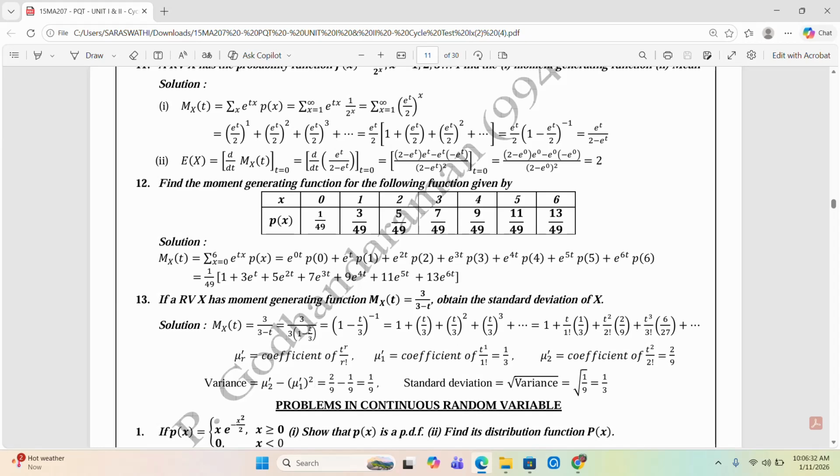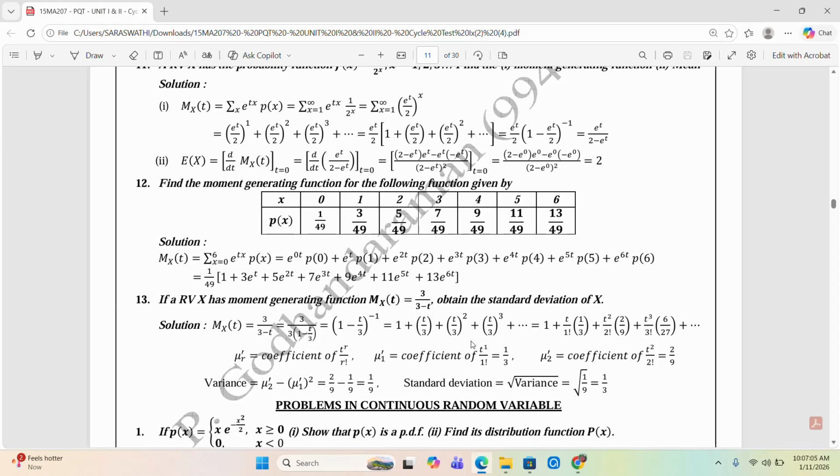So first we start with M_x(t). We should find the value of mu 1 dash and mu 2 dash. Before that we can rewrite the expression. In the denominator take the common 3 into 1 minus t by 3. After the 3 cancels, it is 1 minus t by 3 whole power minus 1. This is the expansion of the formula: 1 minus x whole power minus 1 is 1 plus x plus x square plus x cube, etc.